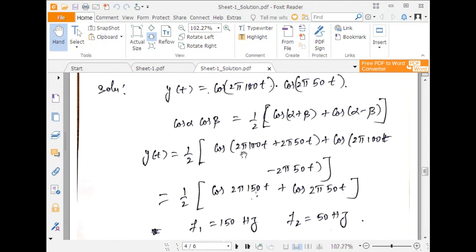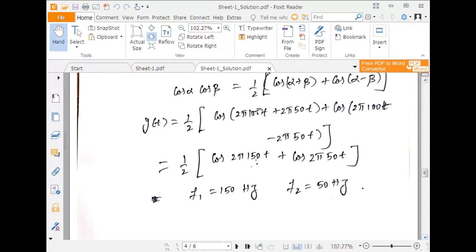Substitute in the formula: cos of 2 pi 100t plus 2 pi 50t, plus cos of 2 pi 100t minus 2 pi 50t. Is it clear? Yes, sir. Then add these two, subtract these two. You will get 150 here, 50 here. It means y of t has two frequencies. F1 is 150, F2 is 50. That's it.